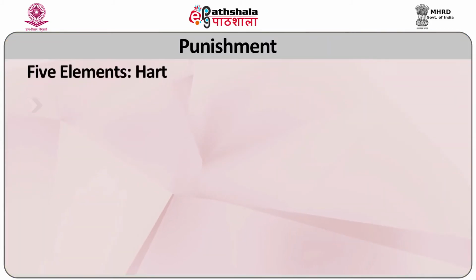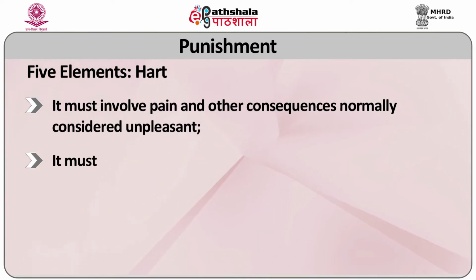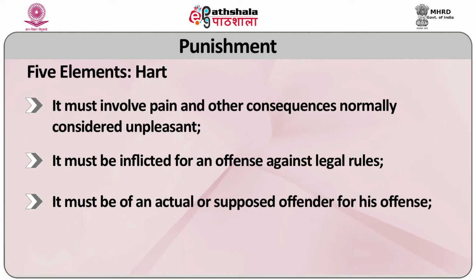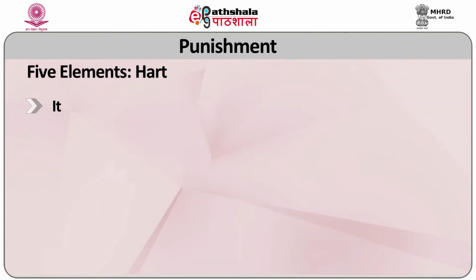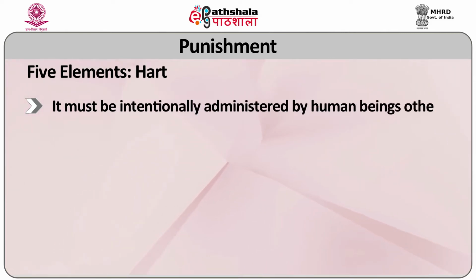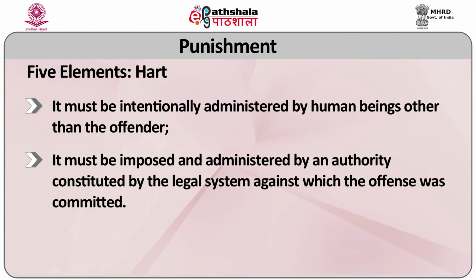Thus, first, it invokes pain and other consequences normally considered unpleasant. Second, it must be inflicted for an offense against legal rules. Third, it must be of an actual or supposed offender for his offense. Fourth, it must be intentionally administered by human beings other than the offender. Fifth, it must be imposed and administered by an authority constituted by the legal system against which the offense was committed.